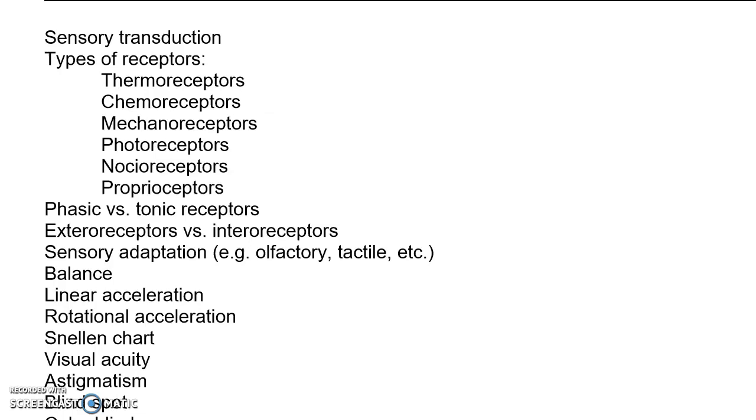Sensory adaptation goes along with the idea of the phasic receptors. Olfactory adaptation would be that your chemoreceptors stop firing even though the smell or the scent is still there. Tactile adaptation is more like a learning procedure that directs you to certain movements.